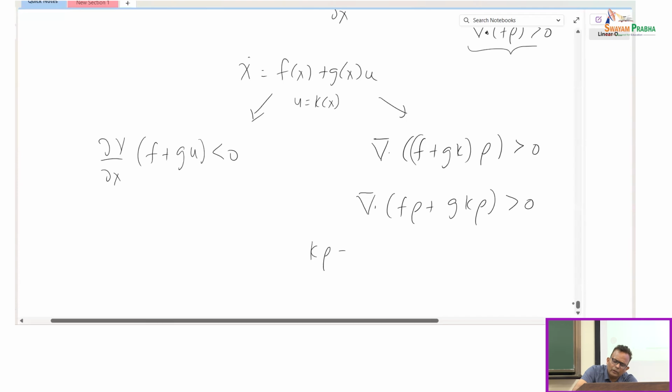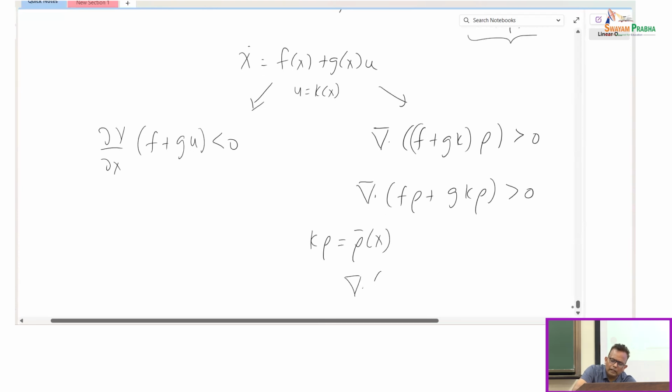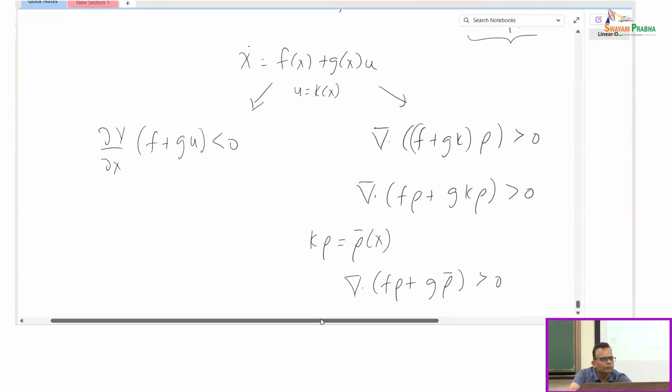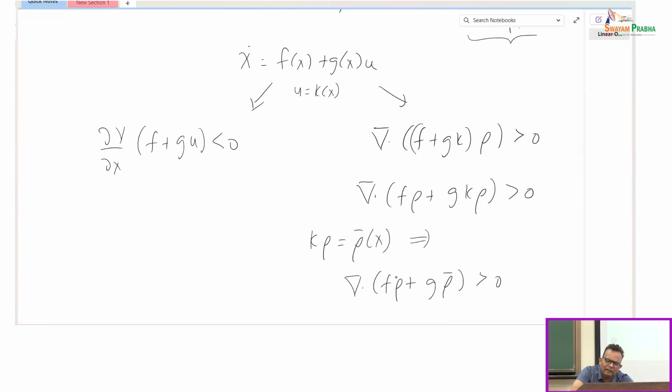So I can define my k rho as some rho bar of x. And now I can try to solve this for divergence of F rho plus G rho bar bigger than 0. I can solve this now because now rho and rho bar are linear. I can solve this thing. This is linear and hence convex with respect to rho and rho bar. I can find rho and rho bar which satisfies the inequality. And once I find rho and rho bar, I can get this K as rho bar divided by rho.